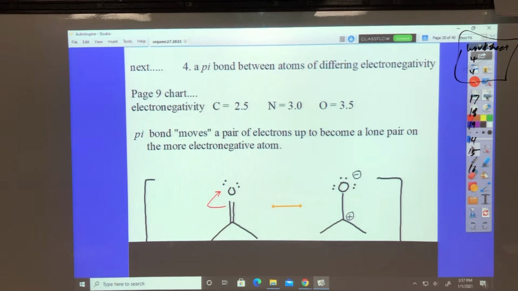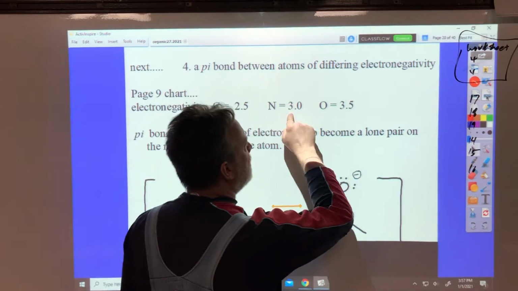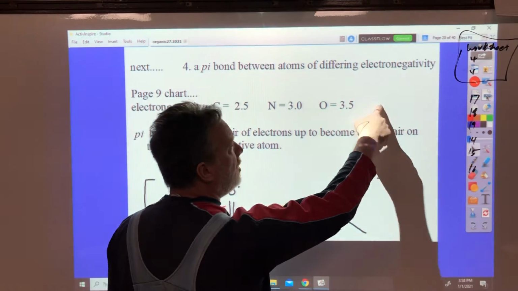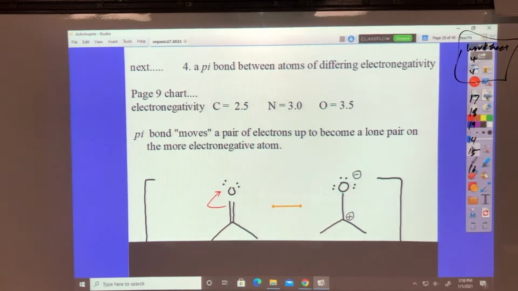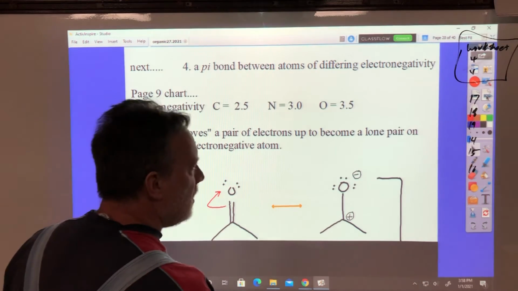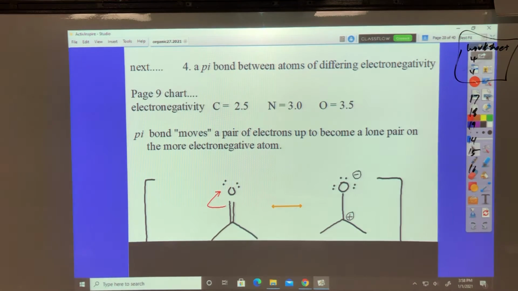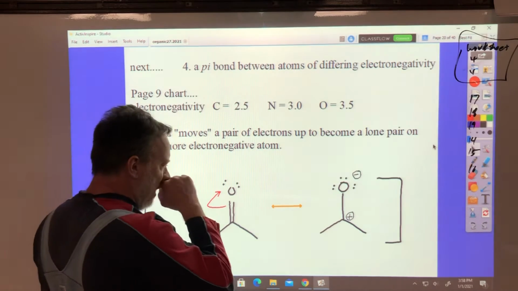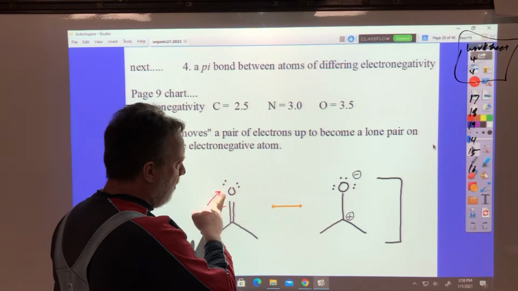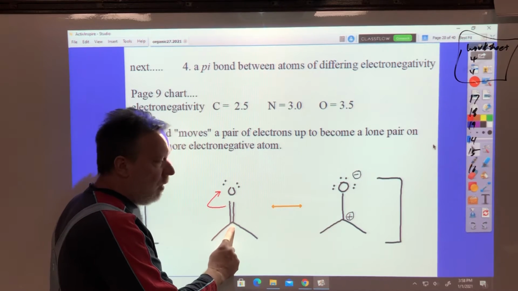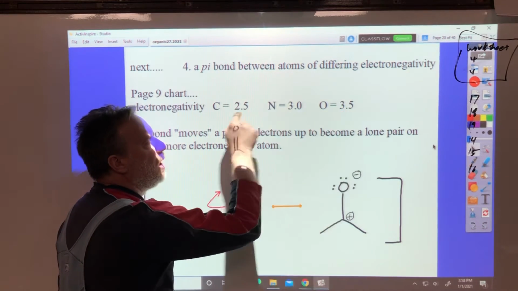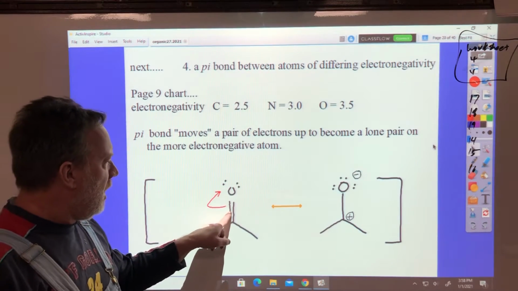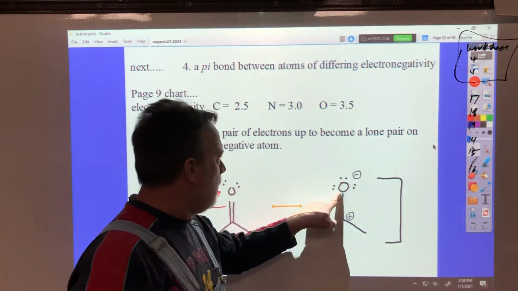All right, so most of the time we've got carbon 2.5, nitrogen 3.0, oxygen 3.5, and hydrogen 2.1, although hydrogen is not really a player usually; it's just kind of there most of the time for us. So a pi bond is going to move a pair of electrons up to become a lone pair on a more electronegative atom. In this scenario, if you've got a double bond here and a more electronegative atom, we're comparing our carbon here to our oxygen here. Oxygen is more electronegative than carbon, then the electrons can jump up here and make a lone pair.